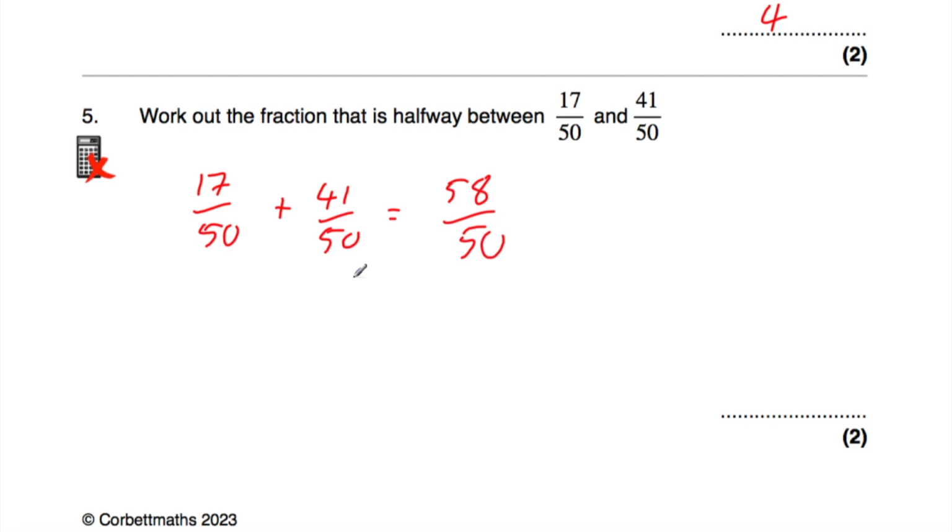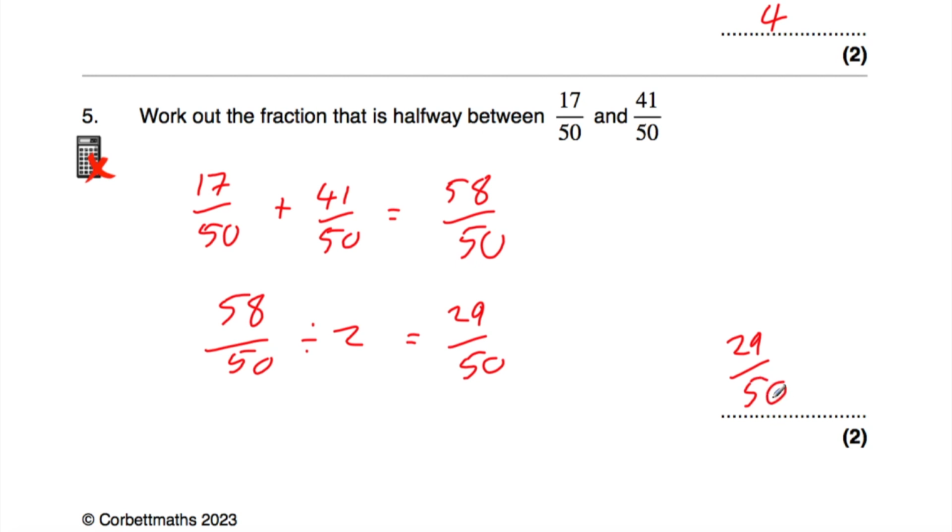58/50. Now we just need to divide by 2 to find the midpoint, so 58/50 divided by 2. It's quite nice because the numerator is even, so if we divide 58 by 2 we get 29, so the answer would be 29 fiftieths. And if we halve 58 fiftieths, that'll be 29 fiftieths, and that's it. So the fraction that's halfway between 17 fiftieths and 41 fiftieths would be 29 fiftieths, and that can't be cancelled down, so the answer is 29 fiftieths, and that's it.